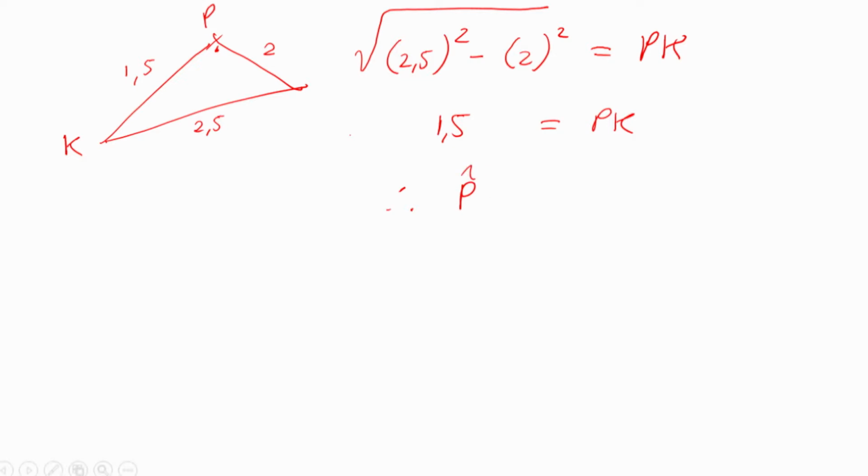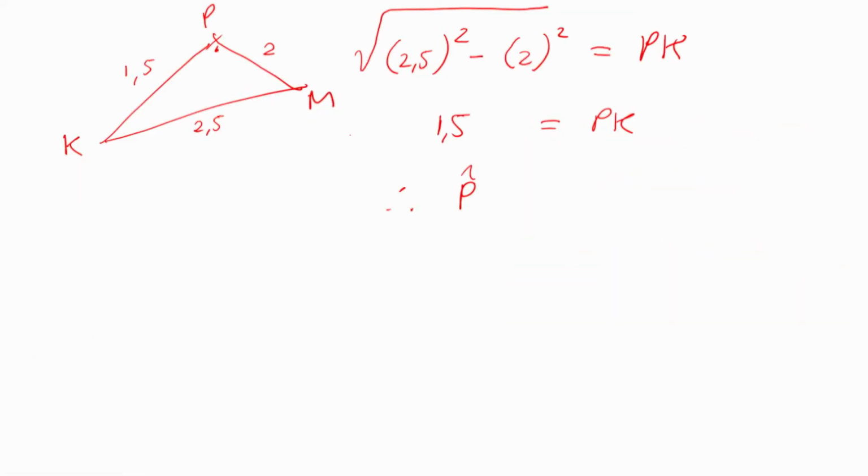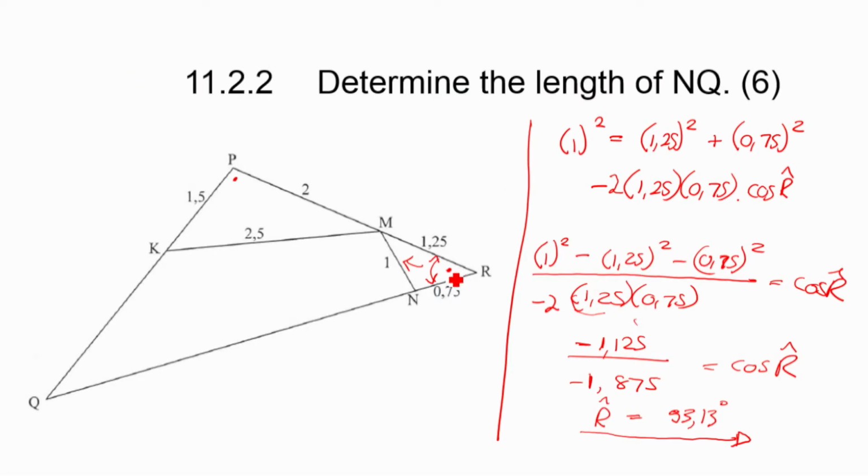Therefore, angle P. Let me actually get what the other side was as well, PM. There was M over here. So KPM equals 90 degrees, and you can just say that it's Pythagoras. Okay, now we have angle R.